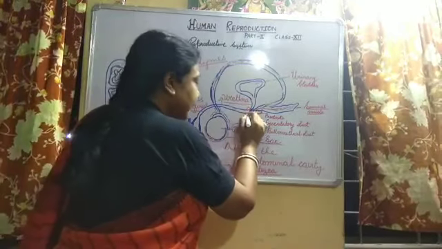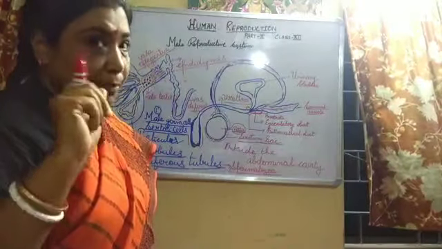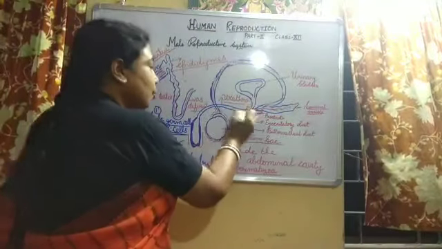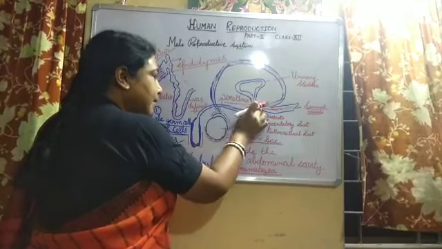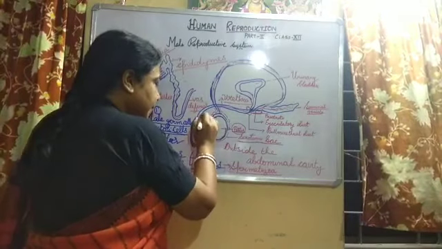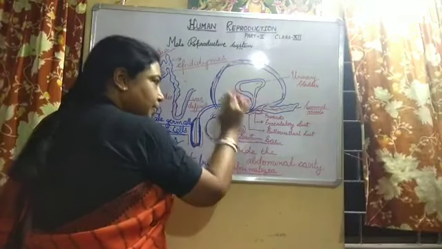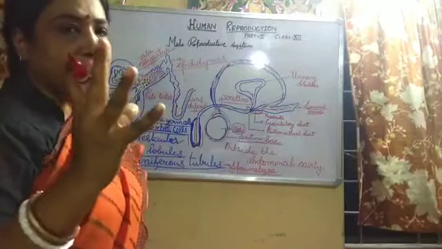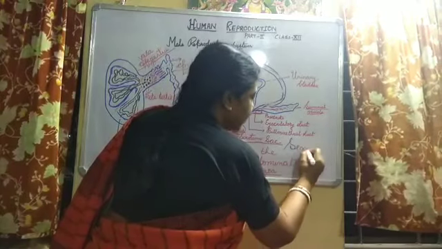Then you have a pair of bulbourethral glands also. You know, this is responsible for the lubrication of the penis. It is given in your NCERT book. So this urethra is the common passage for what? The sperm as well as the urine. Once the sperm get mixed with the secretion of seminal vesicle and prostate gland, that entire thing is known as semen.